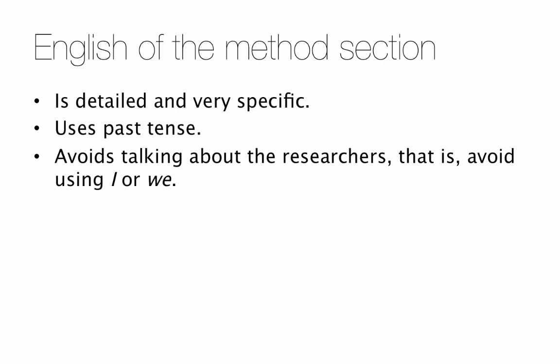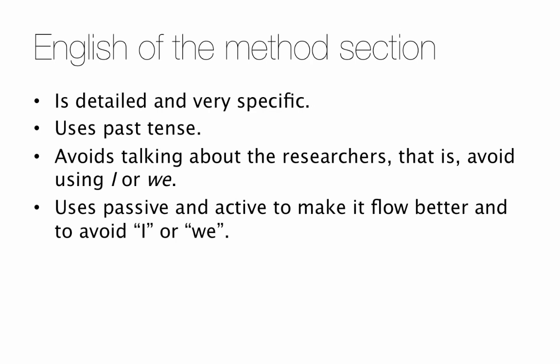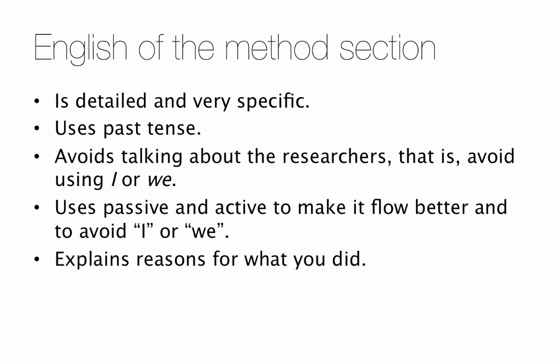Next, generally in science style, we avoid talking about ourselves, the researchers. That is, we avoid using I or we. This makes you sound more scientific and objective. And then fourth, the method section tends to use a lot of passive sentences, but it uses both passive and active, but it tends to use a lot of passive. This makes the paragraph flow better, and it helps to avoid using I or we by doing this. Okay, also, the method section explains the reasons for the choices you made in your experiment.